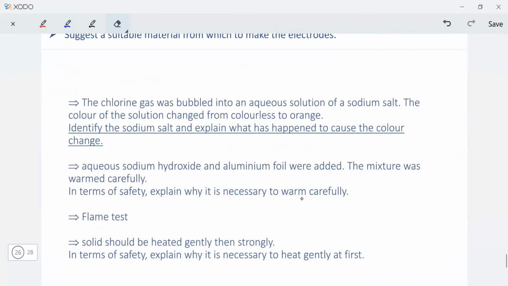Chlorine gas was bubbled into an aqueous solution of a sodium salt. The color of the solution changed from colorless to orange. Identify the sodium salt and explain what happened that causes the color change. In this case, I do have sodium bromide. We know that as we go down group 7, the reactivity decreases, right? So chlorine is more reactive. When you pass chlorine over a sodium salt, you notice that I do have an orange color. So what was the substance here? It was a bromide, sodium bromide. When you do this, you have bromine.